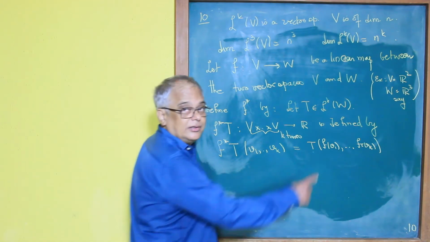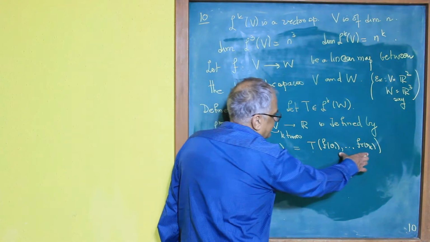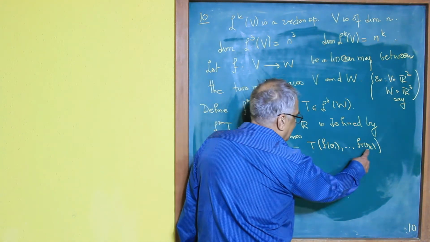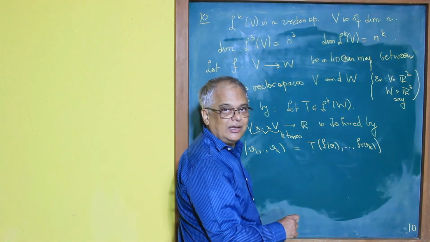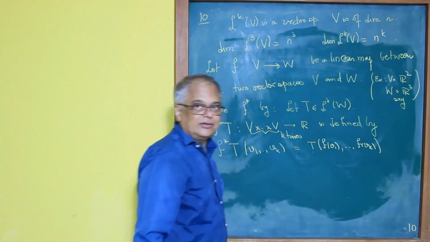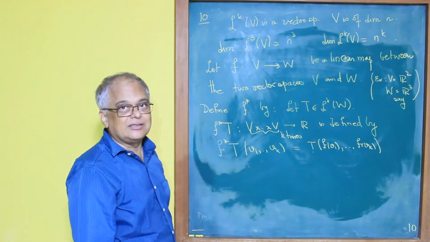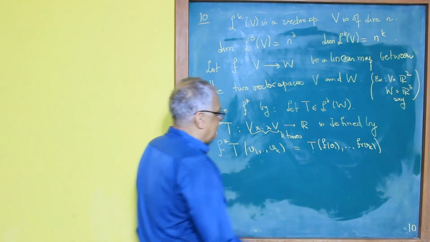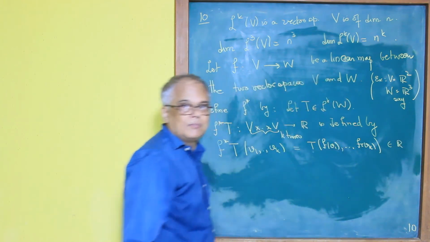T is in L^k(W). So this T is acting on these k vectors in W. Remember, v1 to vk are in V, f(v1) to f(vk) are in W. So these are k vectors in W, and T of those k vectors in W makes perfect sense. So this quantity makes sense, and this is a real number.